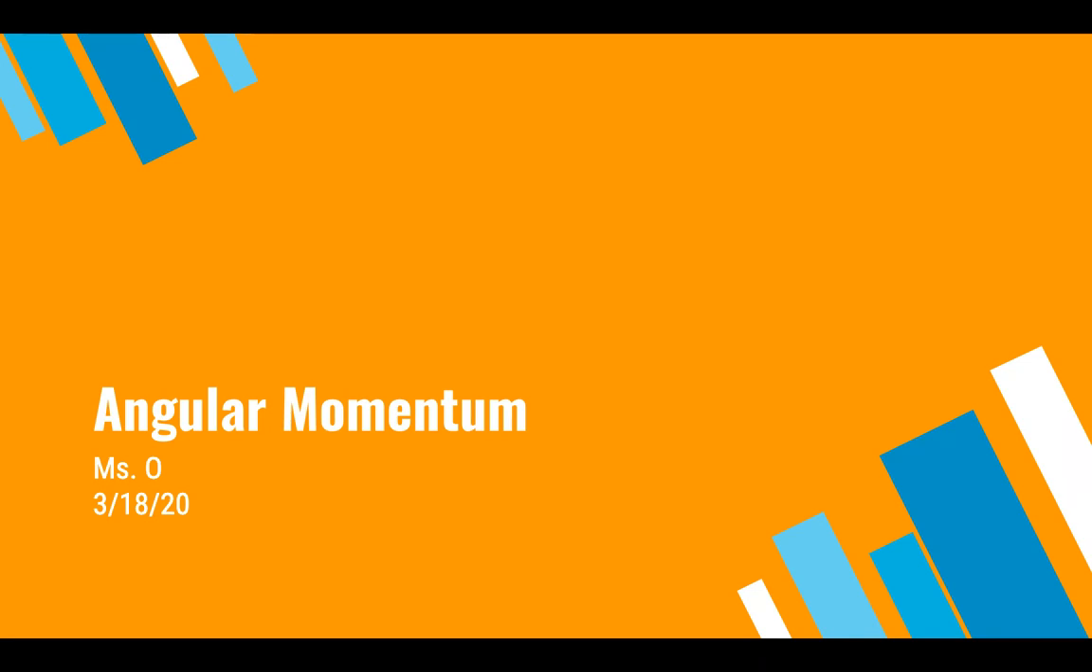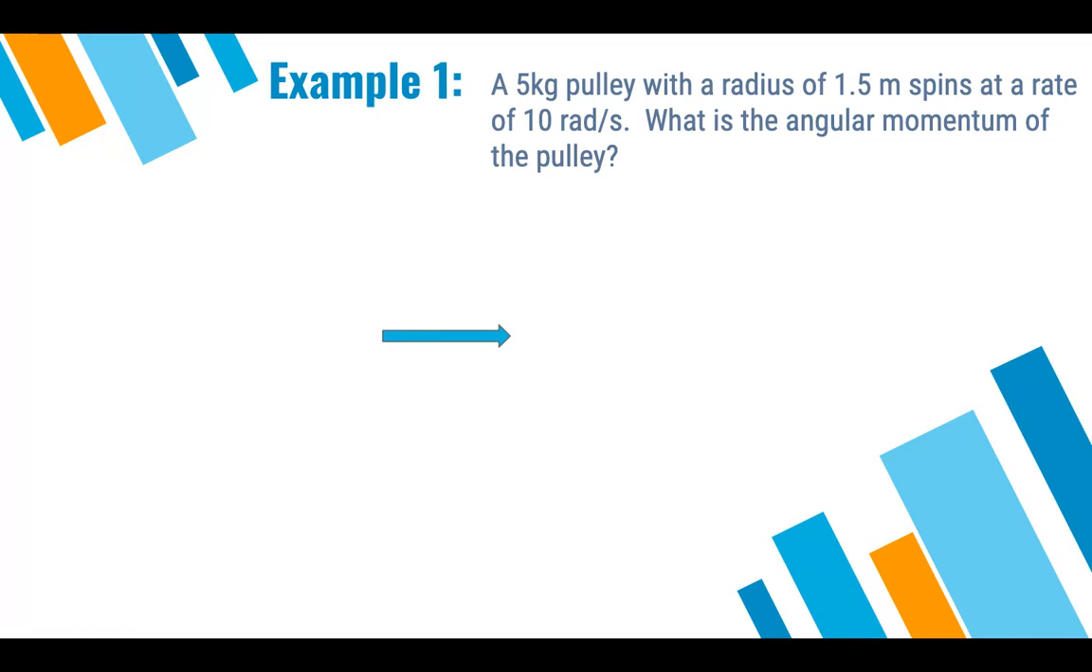So our first example, we're going to take a look at a pulley. Example 1: we have a 5-kilogram pulley with a radius of 1.5 meters that spins at a rate of 10 radians per second. What is the angular momentum of the pulley? We're given the mass and the radius of the pulley, and we're given omega, the rate of rotation, in radians per second, which is the units that we need.